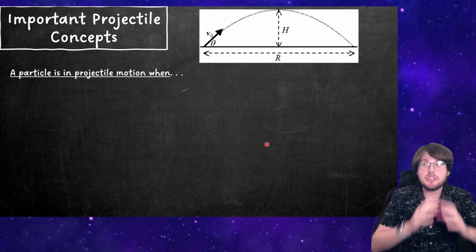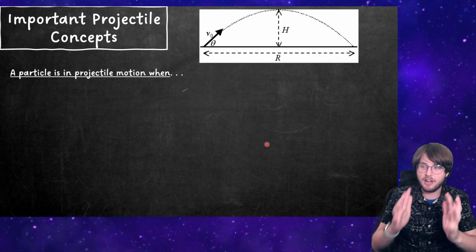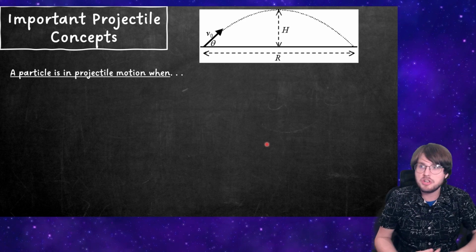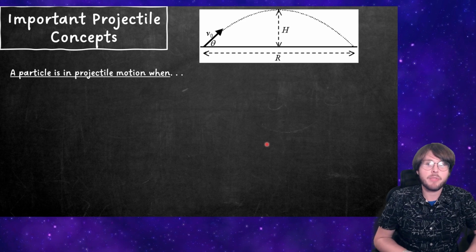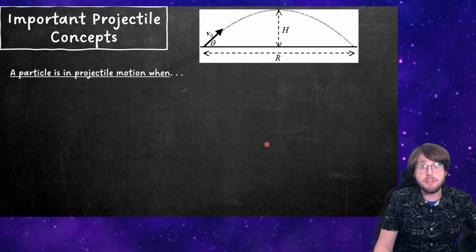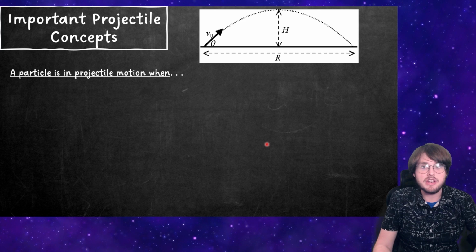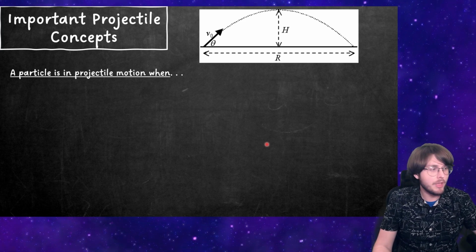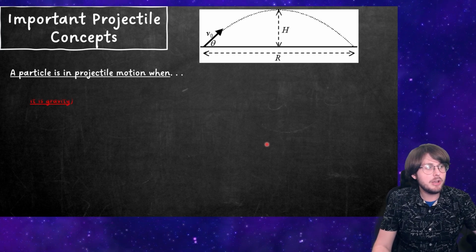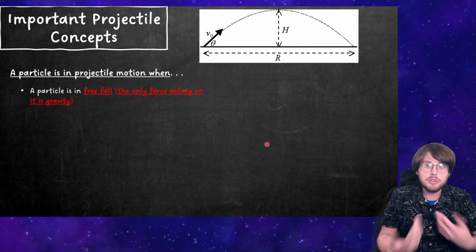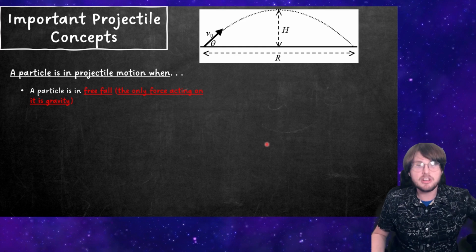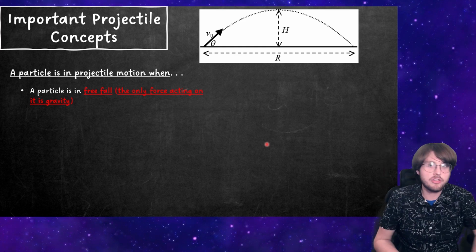And I'm really just going to cover the basics and the basic concepts that you need to know for projectile motion, and then we'll do a lot of examples with these concepts. So projectile motion is defined as a very specific set of conditions that need to be true. So a particle is in projectile motion, firstly, when that particle is in free fall, meaning the only force acting on it throughout the entirety of its motion is just gravity.